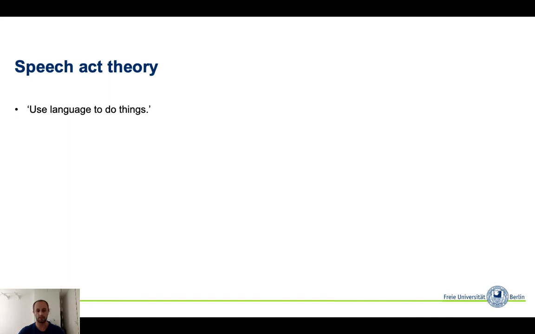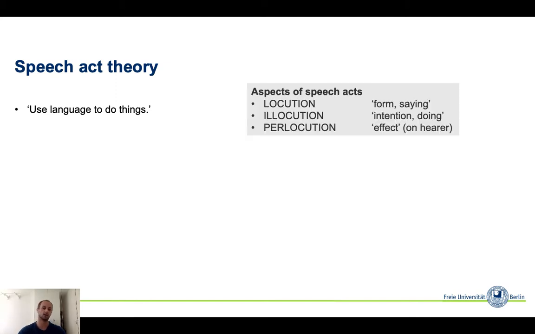Right. So based on all that, and based on the theory introduced by John Austin, there is something called speech act theory that describes how we use language to do things. I already introduced the three aspects of speech acts, the locution, illocution, and perlocution. When we talk about speech acts, what we most likely mean is illocution. So that's the major interest of speech act theory. We're looking at what was intended, not as much at the form and not as much at the effect. All of that is definitely interesting, but in the center of speech act theory, illocution stands.